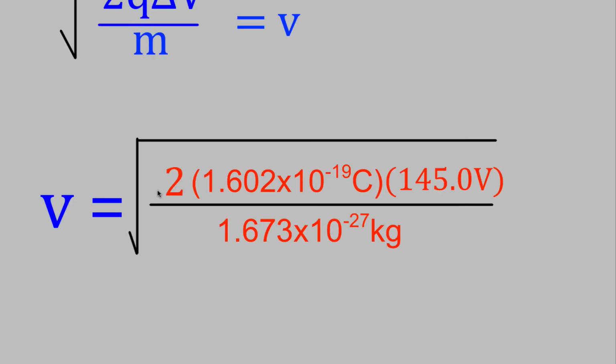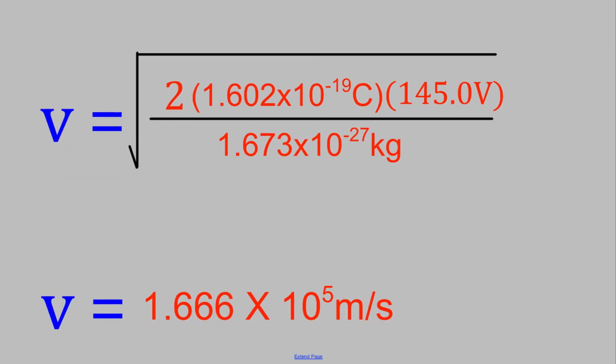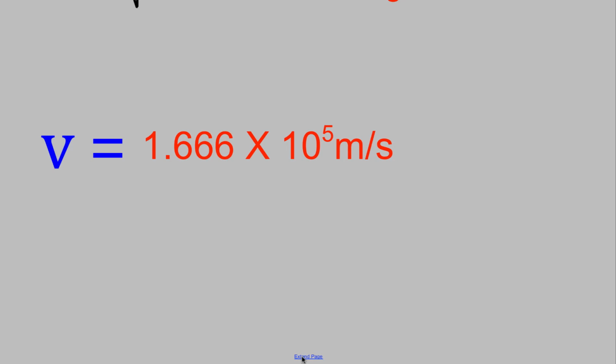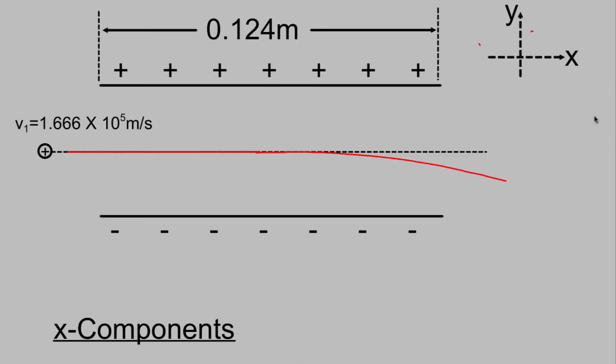We plug in our numbers. 2 times the charge on a proton, which is 1.602 times 10 to the negative 19 coulombs. Our accelerating voltage is 145 volts. And the mass of the proton is 1.673 times 10 to the negative 27 kilograms. And that gives us a speed of 1.666 times 10 to the 5, and the units are meters per second, as we found in a previous video. So now we're going to take a look at the setup. The proton's coming into the electric field with a speed of 1.666 times 10 to the 5 meters per second.